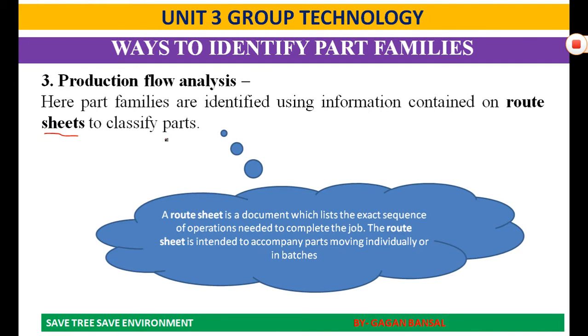So what is a route sheet? A route sheet is a document which lists the exact sequence of operations needed to complete the job. The route sheet is intended to accompany parts moving individually or in batches. So based on the route sheet, production flow analysis helps in identifying different part families. This is also very important. Let's see some example for the production flow analysis.